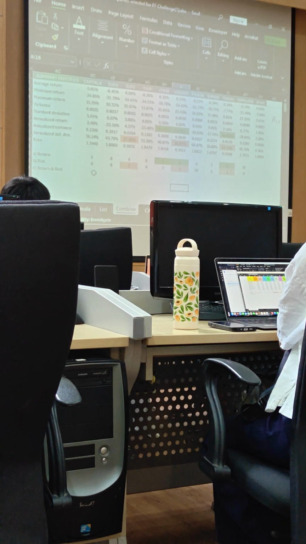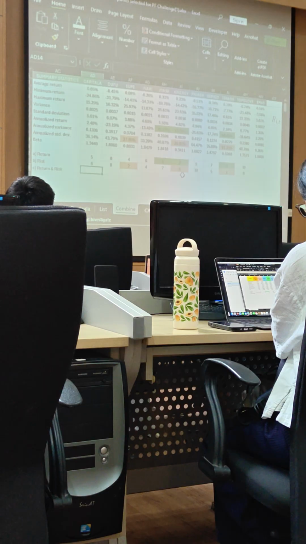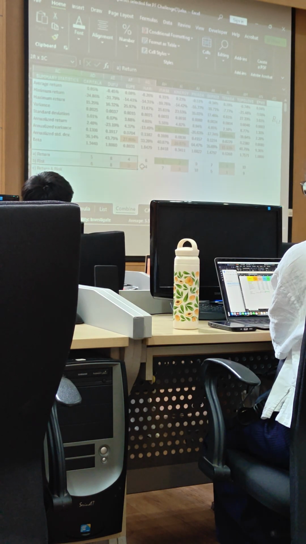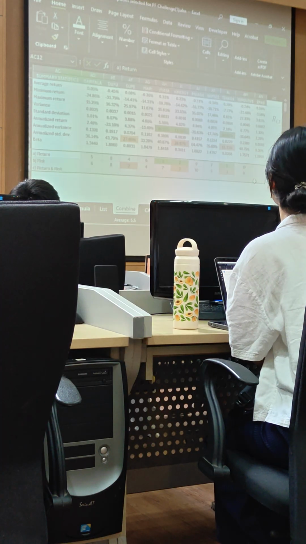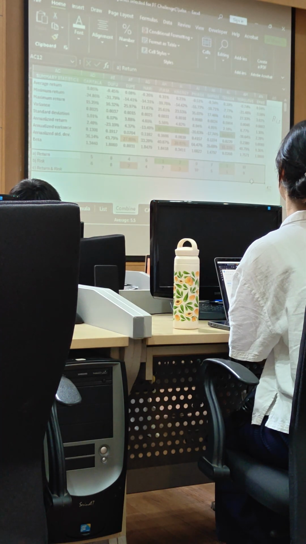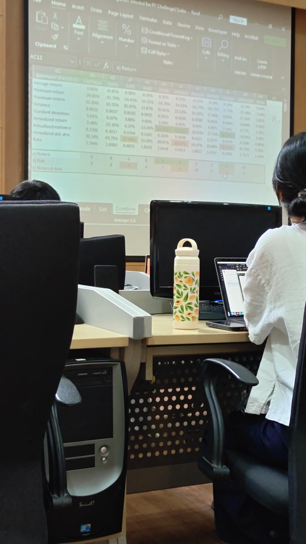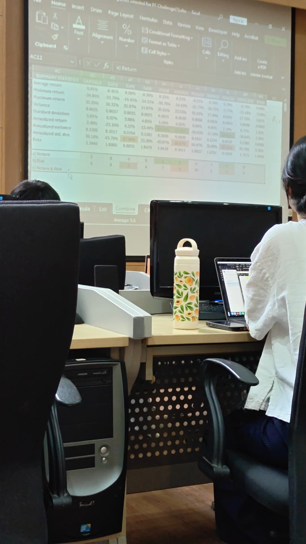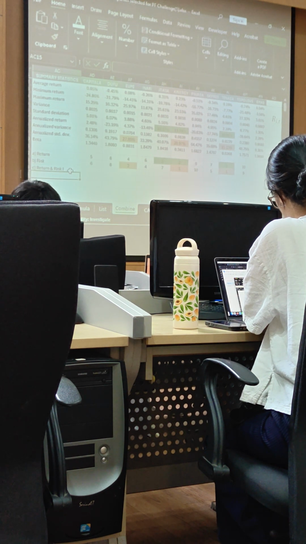And then lastly, return over risk. For return over risk, how can you measure that? It's easy. First, we need to create a return over risk ratio. There are several ways. I will show you return risk one. Both are correct.